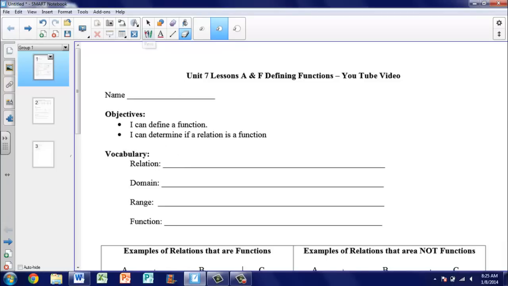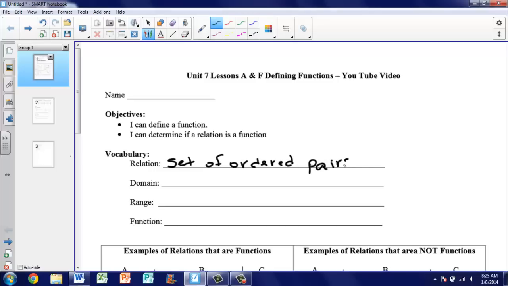Let me get my pen going here. There we go. A relation can be a few different things. It can be a set of ordered pairs, and that's what we see most often in math class. An example of an ordered pair could be the ordered pair 1, 3.